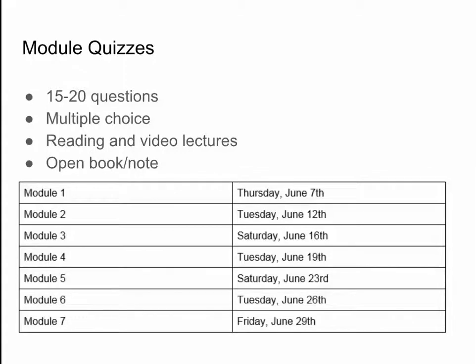So the first one, Module 1, will be due on June 7th. The second one must be completed by June 12th, and you can see down the way. The last one is on Friday, June 29th. That's the end of the class.